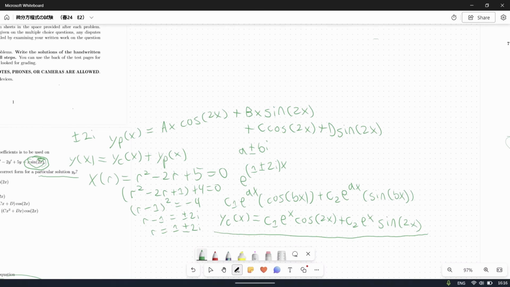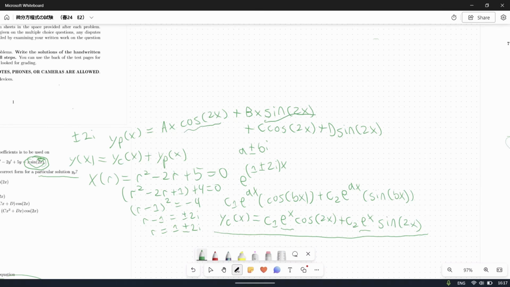You'll notice that our complementary solution has an e term here and an e term here, whereas our particular solution doesn't. So we don't have to take any additional steps to make the particular solution different from the complementary solution. Even though this does have a cosine 2x and a sine 2x term, there's no e term, so it's not exactly the same. And so we can just tack this on to the end of the complementary solution and come up with a complete general solution for this differential equation, or at least the form of that general solution.